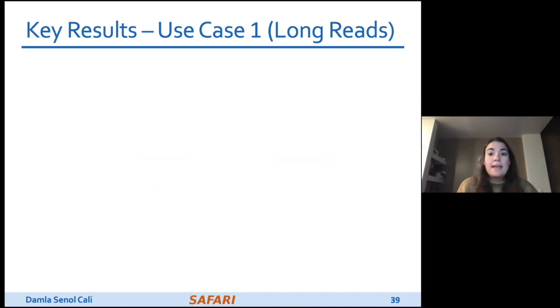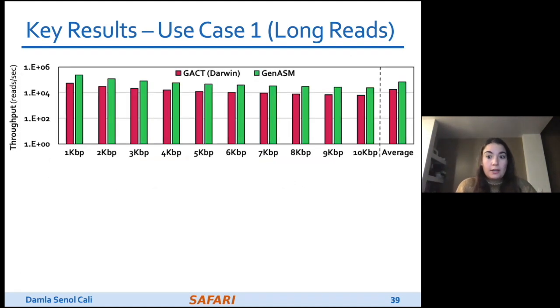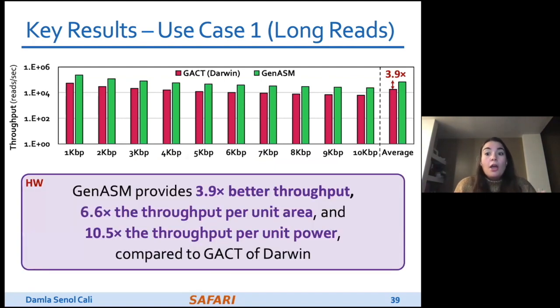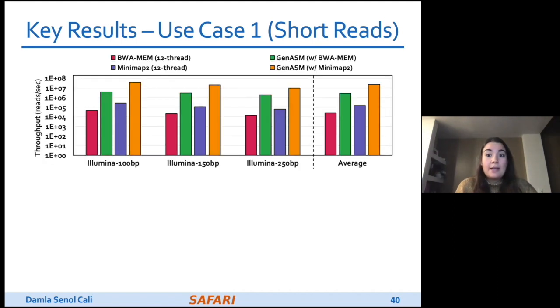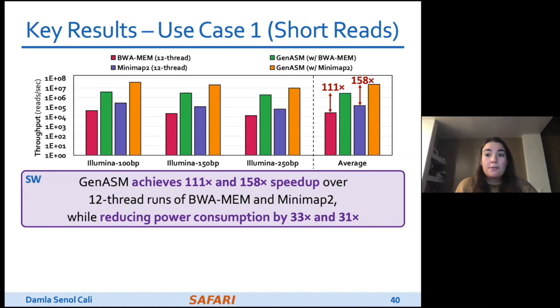And compared to the GACT of Darwin, which is the state-of-the-art, as I said, long read alignment accelerator, GenASM provides 3.9 times better throughput, 6.6 times better throughput per unit area, and 10.5 times better throughput per unit power. And again, this is for long reads. When we look at short reads compared to the same software baseline, the scenario is similar. Again, GenASM provides significant speed up and reduction in power consumption.